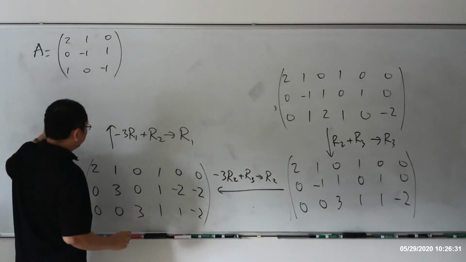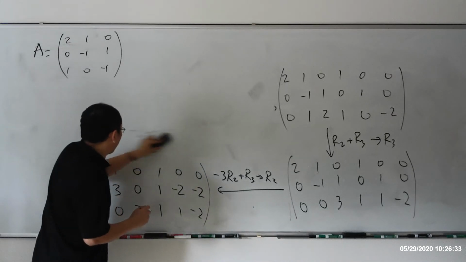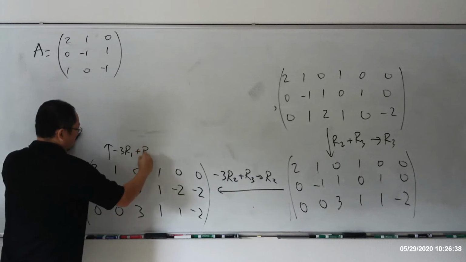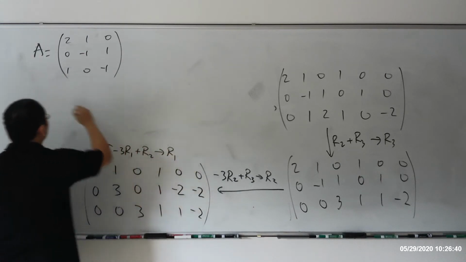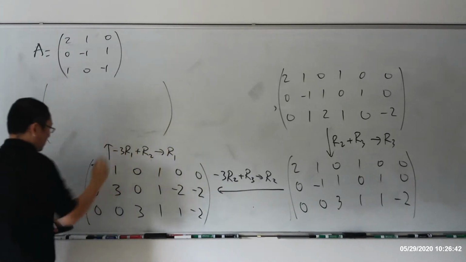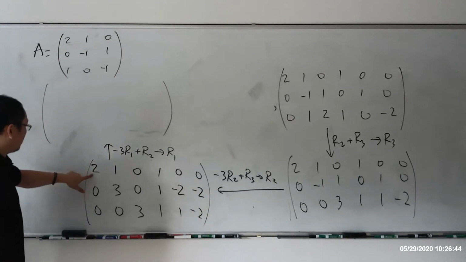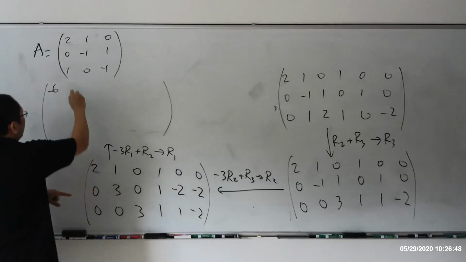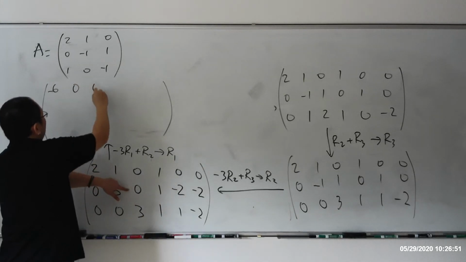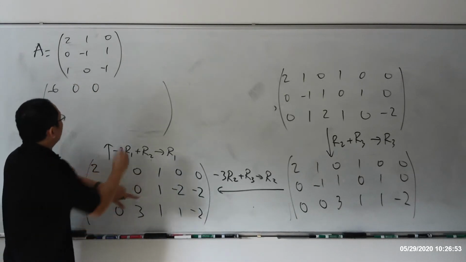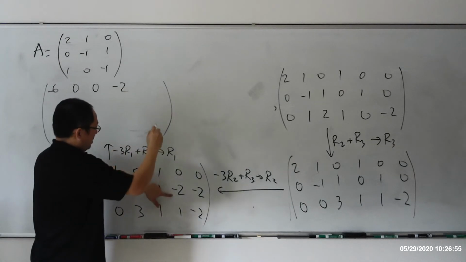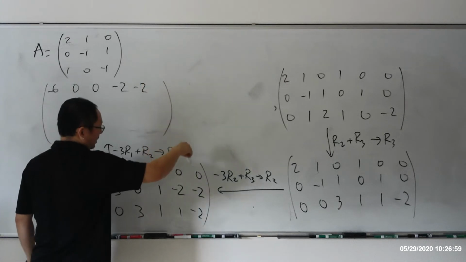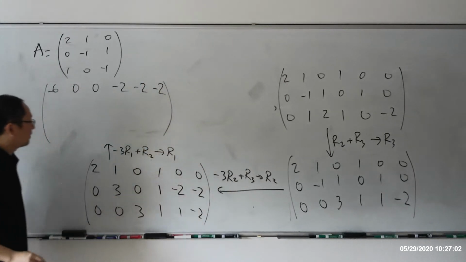Let's see what we got. Very smaller, so I have enough room to write. Negative 3, row 1 plus row 2, we write it as row 1. Way up here. Okay, negative 3 times 2 is negative 6, plus 0 is negative 6. It's 0. This is 0. Negative 3 plus 1 is negative 2. 0 plus negative 2 is negative 2. And then negative 2 again.